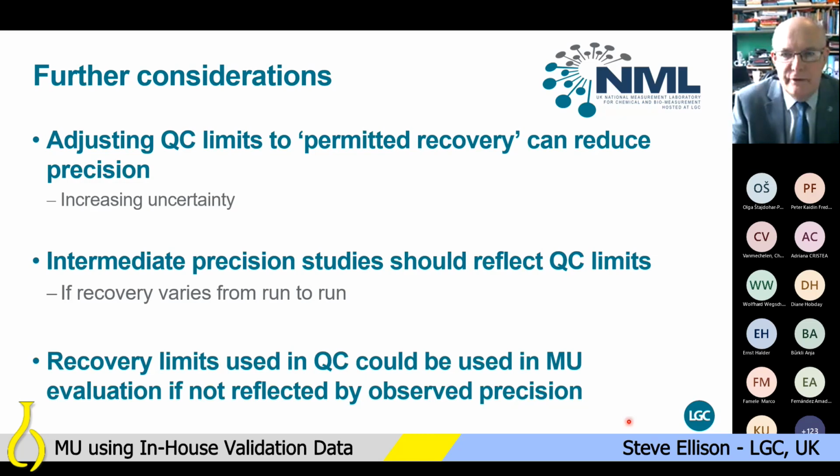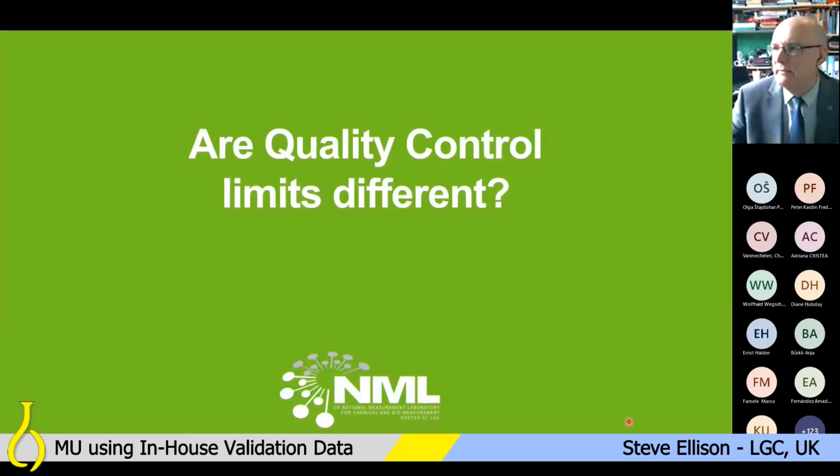So I've got another poll here, which is much the same, to see whether you think the same about quality control. Again, what do you think is the most sensible treatment of permitted limits for recovery if they're used in quality control instead of at validation? Does it make a difference?